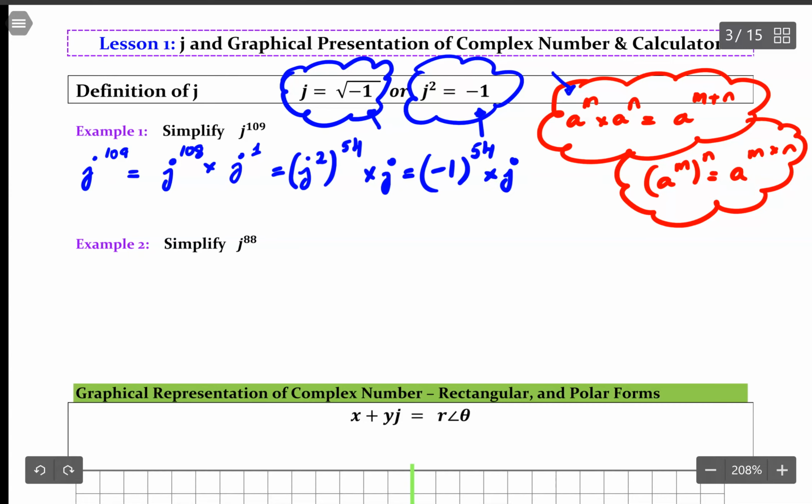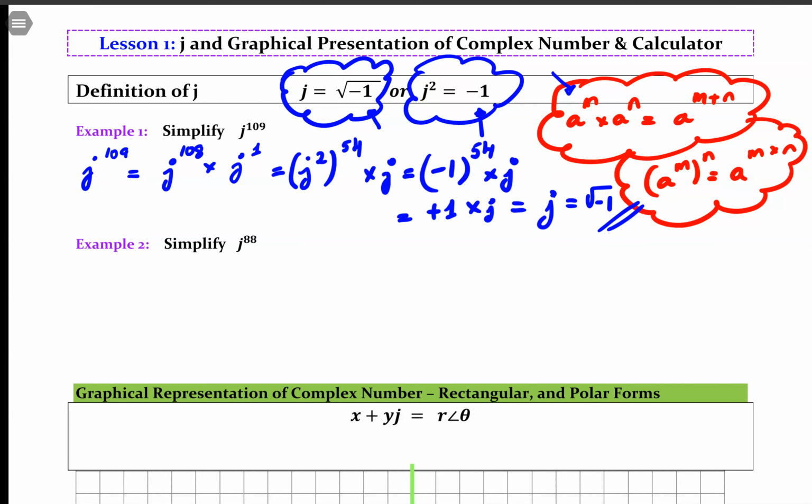Now you see, -1 raised to the exponent 54, you can use your calculator, or you understand that if a negative number is raised to an even exponent, you will have a positive result. So you will have positive 1 as the answer, times that with j, so your final answer should be j, or you can write it as square root of -1.